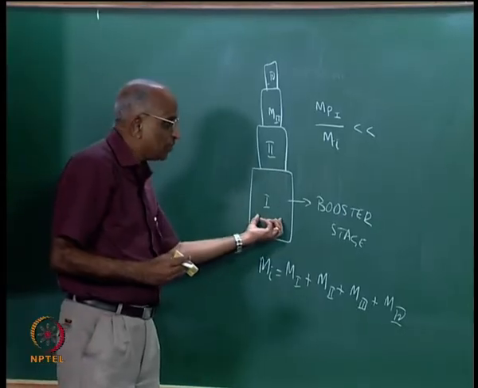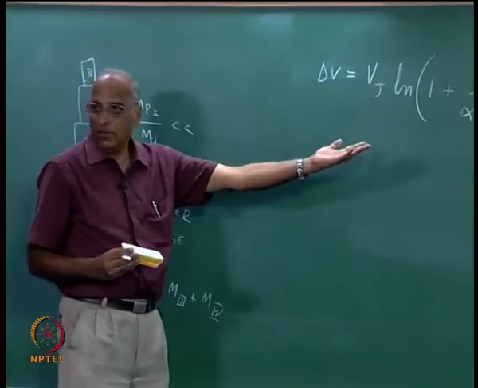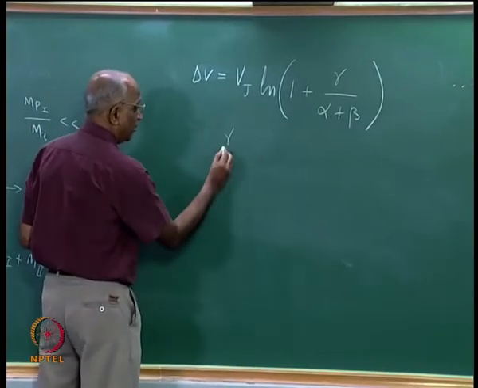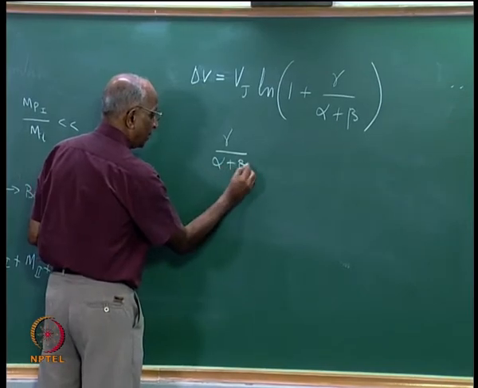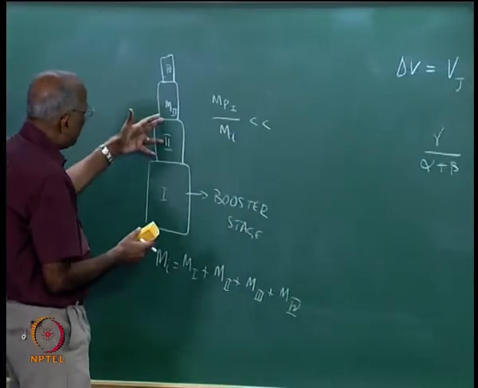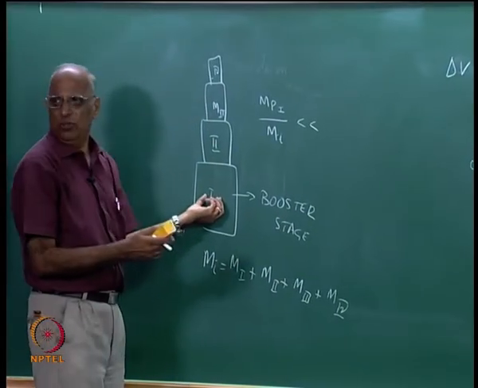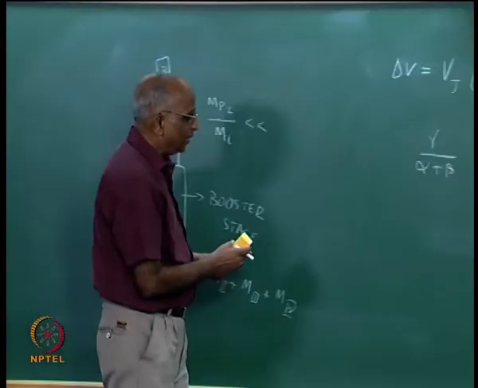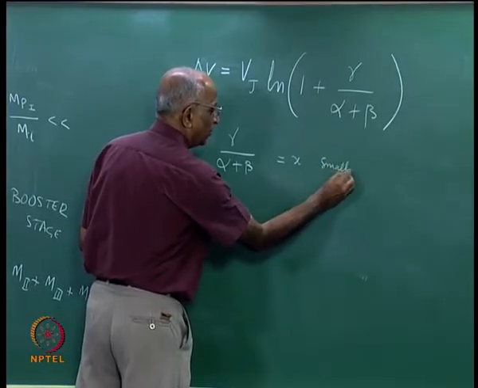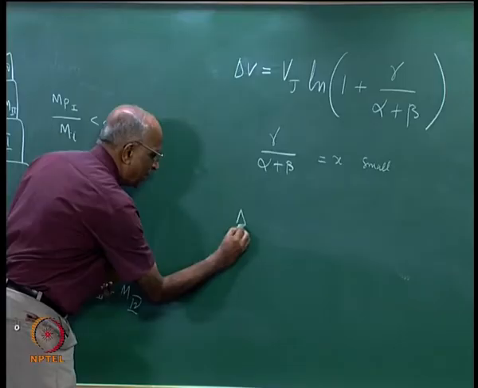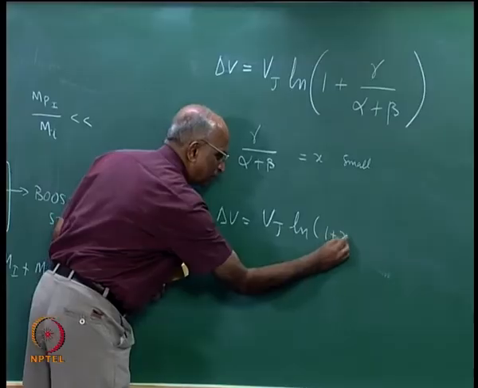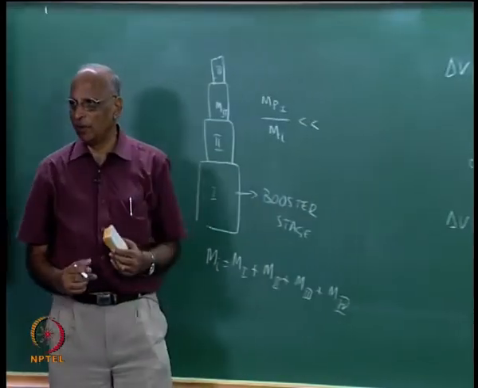Now, I come back to the booster stage or to the case of a Deepavali rocket. For that I say the propellant mass fraction divided by alpha plus beta should be small, because it carries so much of the mass above it, the mass of propellant is going to be small over here. Therefore, let us say this is equal to x, which is small. Now I get the equation delta V is equal to Vj ln of 1 plus x, where x is a small number.